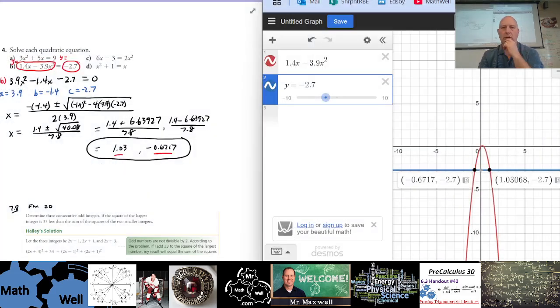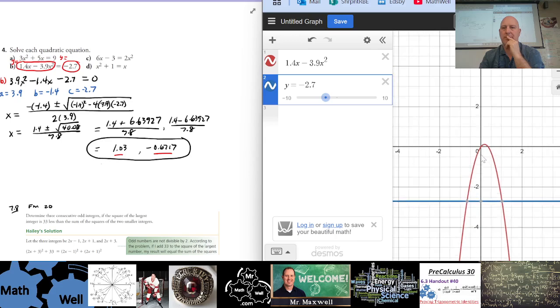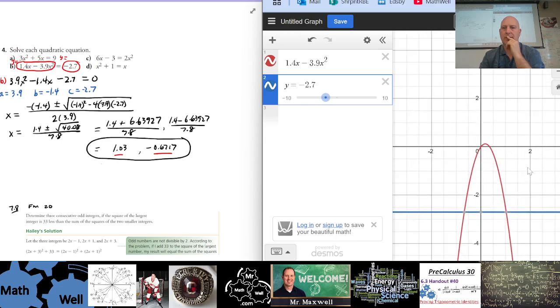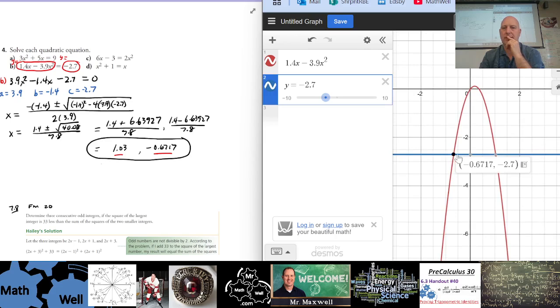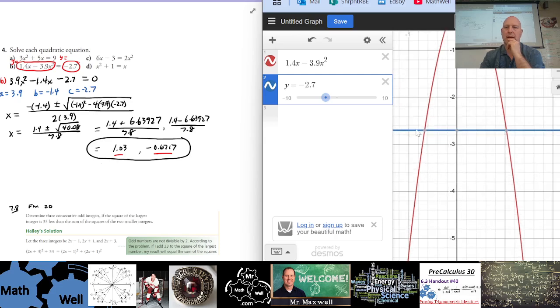All right, so yeah, if we graph these 2 functions here, you can see this is the parabola here, the first one, and then the line negative 2.7, and the intersection points are right here, and these are the values that we've got. So 1.03 right here, and then negative 0.6717 right here. So that is confirmed by graphing there.